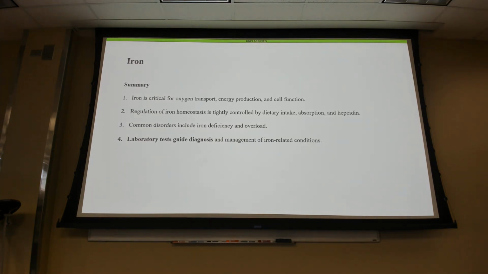All right. Iron, critical for oxygen transport. Why? What's iron a part of that's necessary for oxygen transport? Hemoglobin, right? Regulation of homeostasis, yep. Importance of hepcidin, yep. Common disorders, iron deficiency, iron overload, and then lab tests.